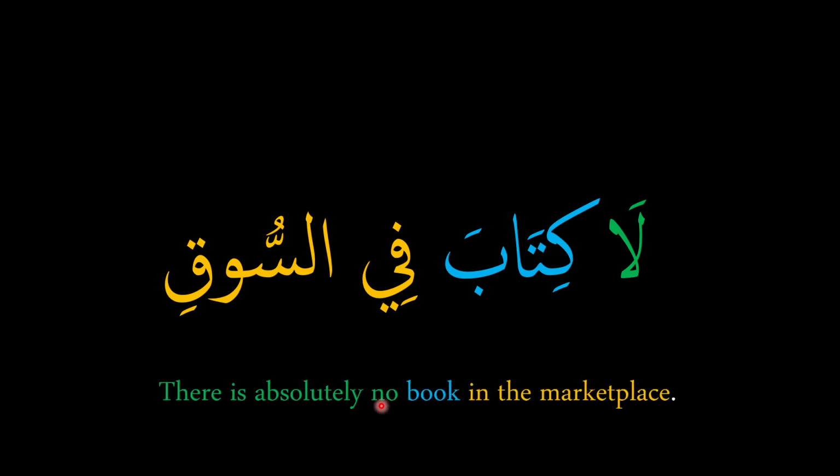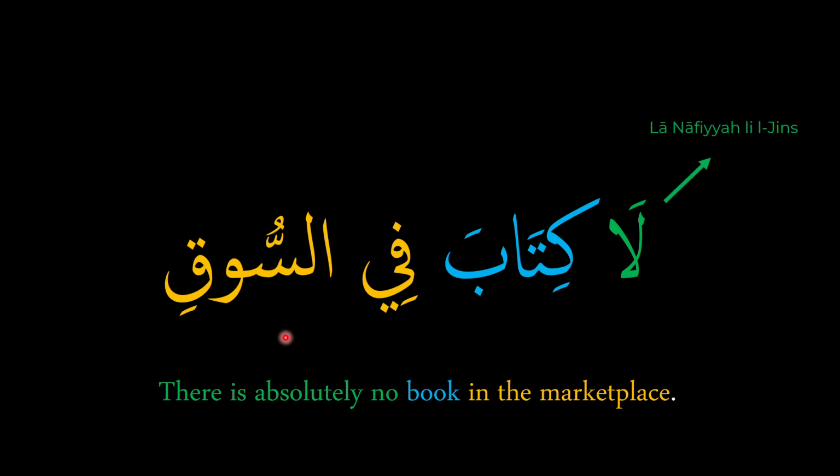Lā kitaba fi s-suqi. This means there is absolutely no book in the marketplace. So Lā Nāfiyyah l-Jins is the la that negates categorically. It pretty much translates to meaning that there is absolutely nothing of that particular object, or that particular thing. In this case, we're dealing with a book. So it's reassuring us that there is absolutely, without a doubt, no book present in the marketplace.